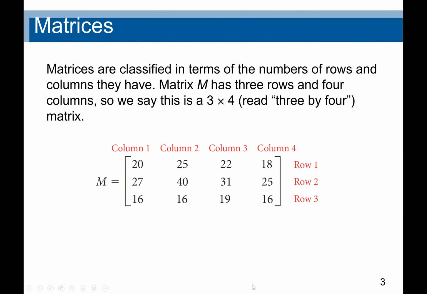So matrices are normally classified in terms of the number of rows and also the number of columns. A matrix consists of rows and columns, same as a table. For example, here we have a matrix M, and we have 3 rows and 4 columns. So the size of a matrix will be 3 by 4. Again, not 4 by 3. Always the size of the matrix, the row comes first before the column. So in this matrix M, the size is 3 by 4.